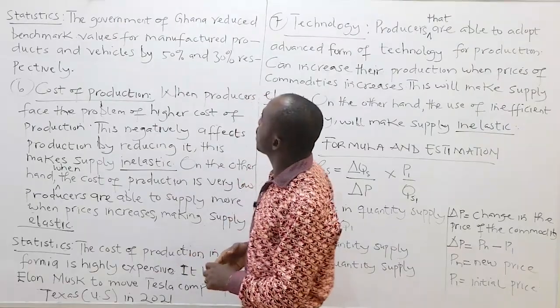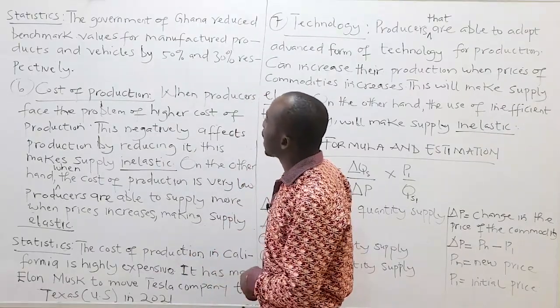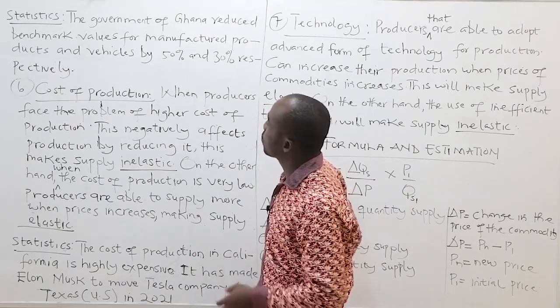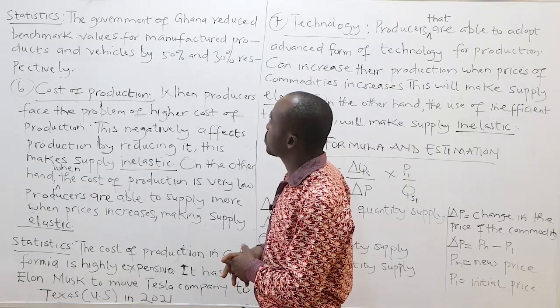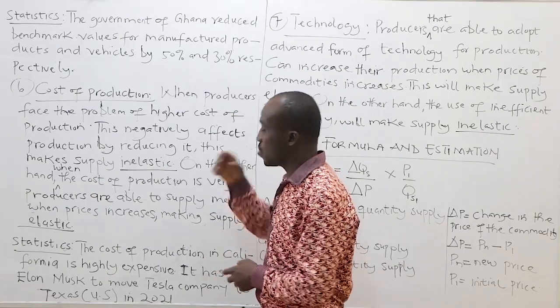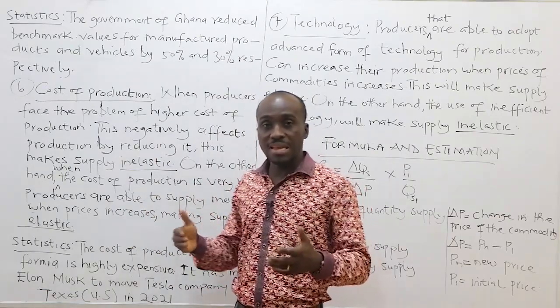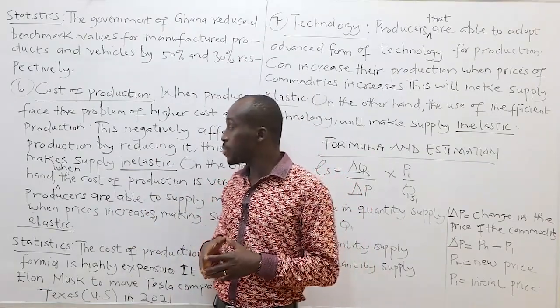The government of Ghana in 2009 reduced benchmark values for manufactured products and vehicles by 50 to 30% respectively. This shows you some of the policies the government has implemented to try to potentiate the level of productivity in Ghana.